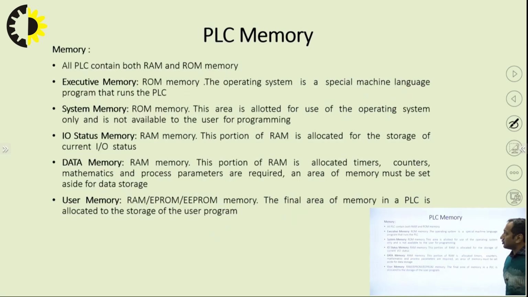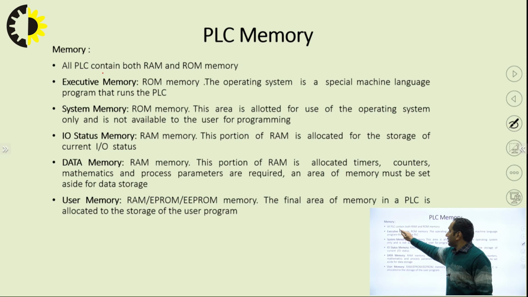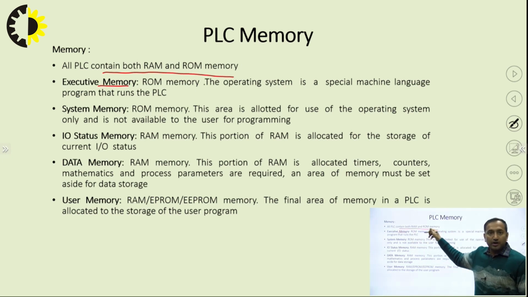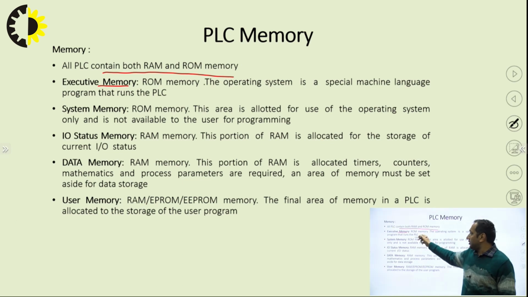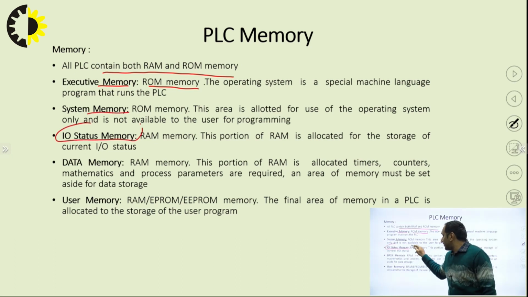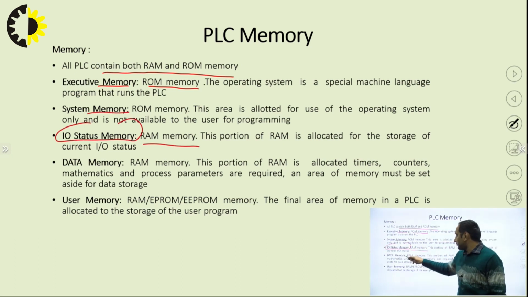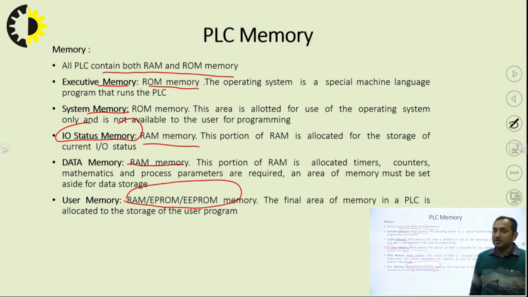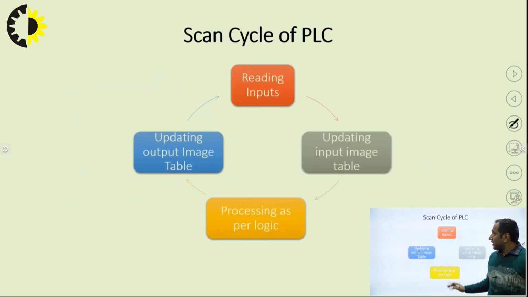Now let us study the memory. A PLC contains RAM and ROM both. There is an executive memory, which is also known as ROM. There is a system memory. There is an input output status memory, which is RAM, data memory, and user memory: RAM, EPROM and EEPROM. I won't be going into the depth of that; you will be able to understand it very easily. These are some of the memories included in the PLC, in which you are able to store your programs or logic functions.